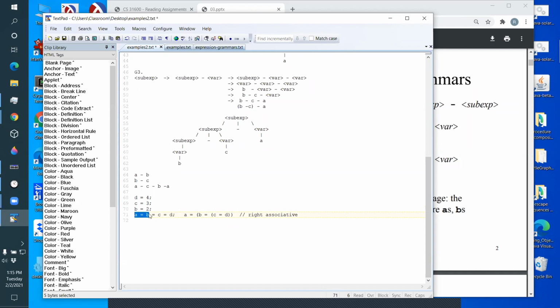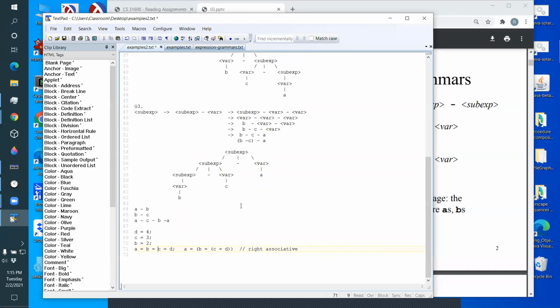Again, if you read it from left to right, it wouldn't make sense. They wouldn't end up being all equal, because A would get 2, then B would get 3, then C would get 4, and then they would not be equal to each other. That would kind of defy what you thought that should mean. Okay, so addition, subtraction, multiplication, and division are left associative, and equality is right associative.